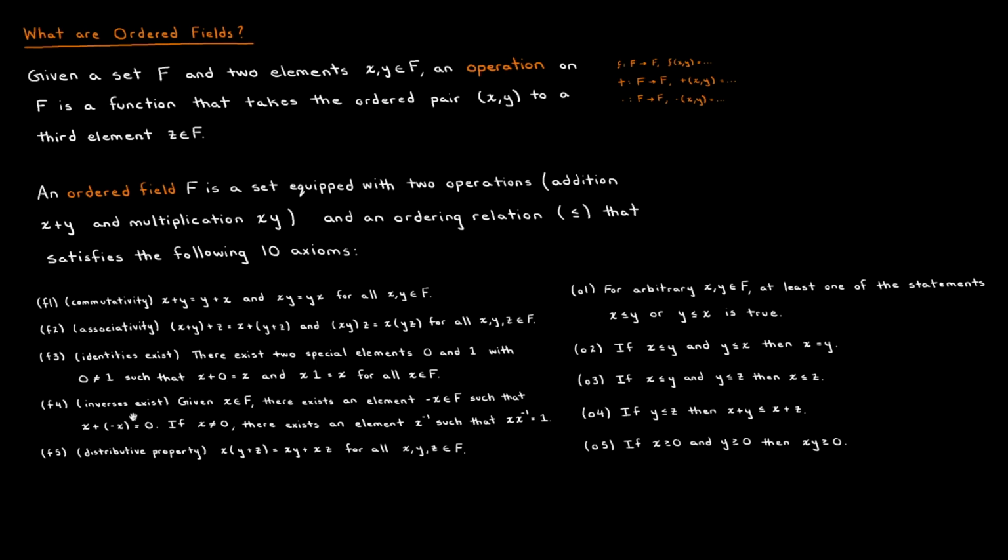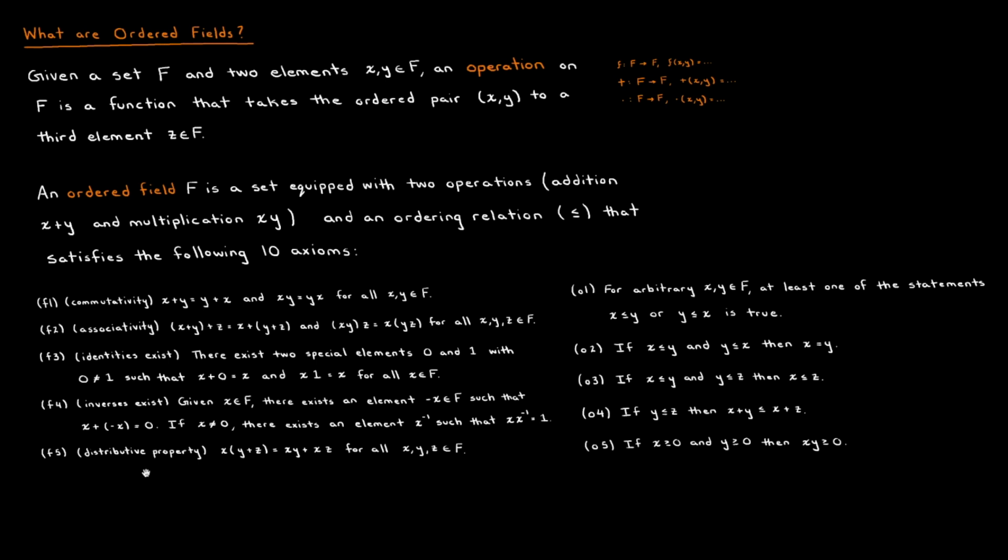The next axiom is a very useful axiom that helps us solve equations, and it's the inverse axiom. Given any element x in my field, there will be a negative x, so that when I add them together, they cancel out to give me 0, the additive identity. Moreover, if x happens to be non-zero, then you can always find the reciprocal of it. We denote this multiplicative inverse by x to the power of -1, so that when I multiply x and its multiplicative inverse, I get 1, the multiplicative identity.